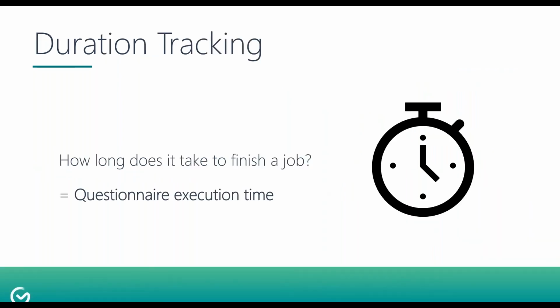So what we decided to develop was basically an automatic duration tracking, which we can also translate as information about how long it takes to finish a certain job or certain questionnaire. Here we are talking about the questionnaire execution time. It means that every time someone opens a questionnaire template in the application, it starts measuring the time until the moment the questionnaire is completed. If the questionnaire is just saved, this time is excluded. So it's really the actual time the worker has been working on this questionnaire.